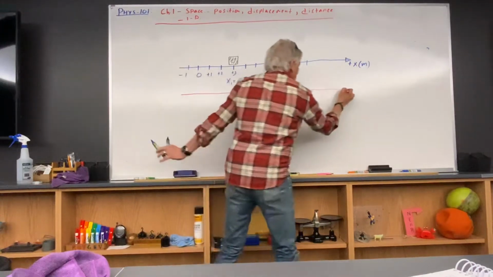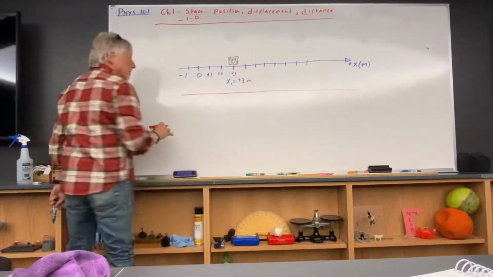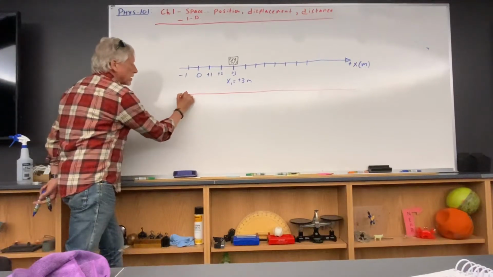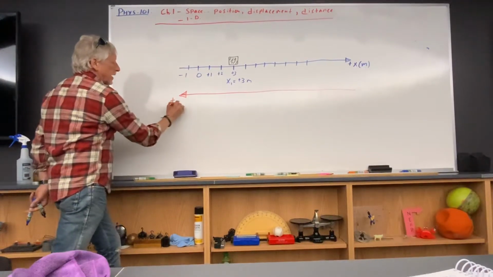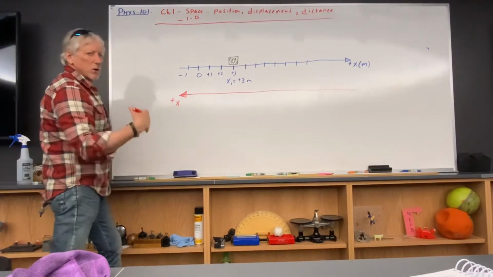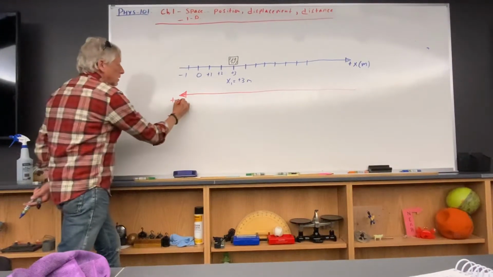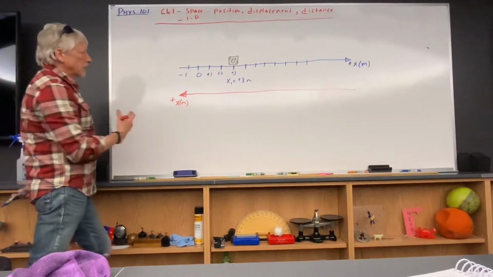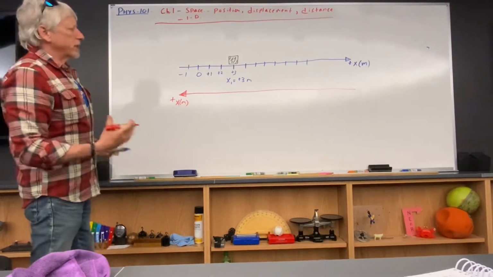But if I use a different coordinate system, I'm just going to go one-dimensional because the main idea you'll get. And if I call left positive, I'm going to put +x in the direction of my arrow. Let's go ahead and use meters. We could use miles or kilometers or inches or whatever.